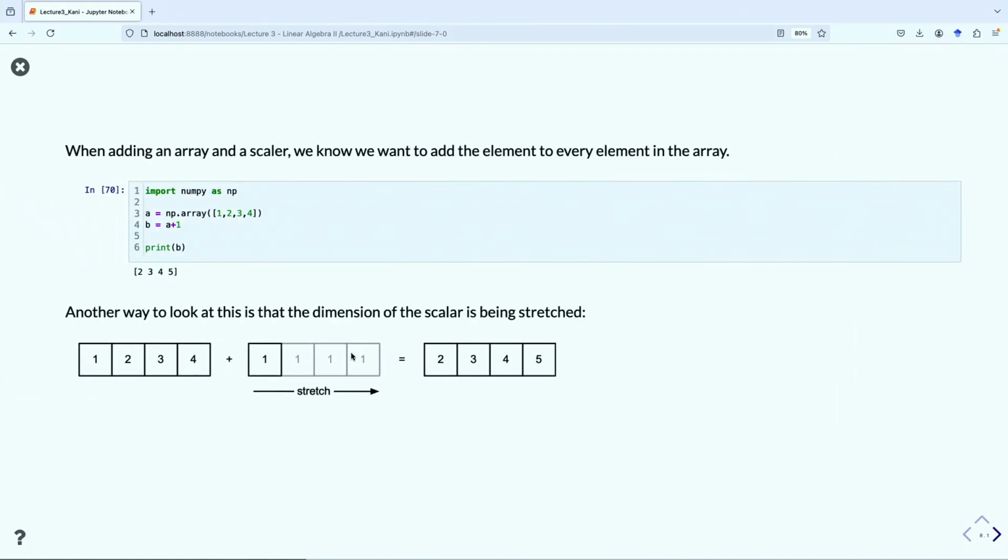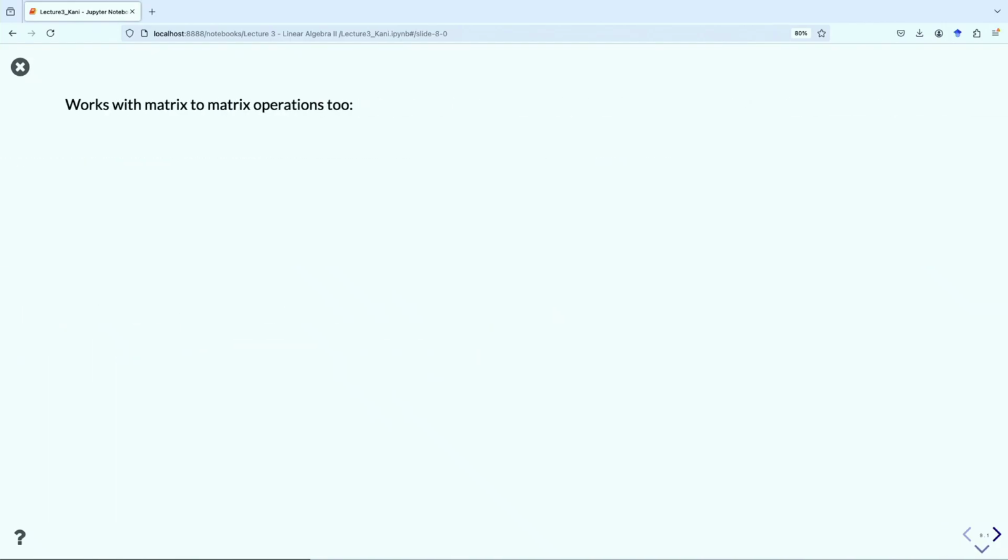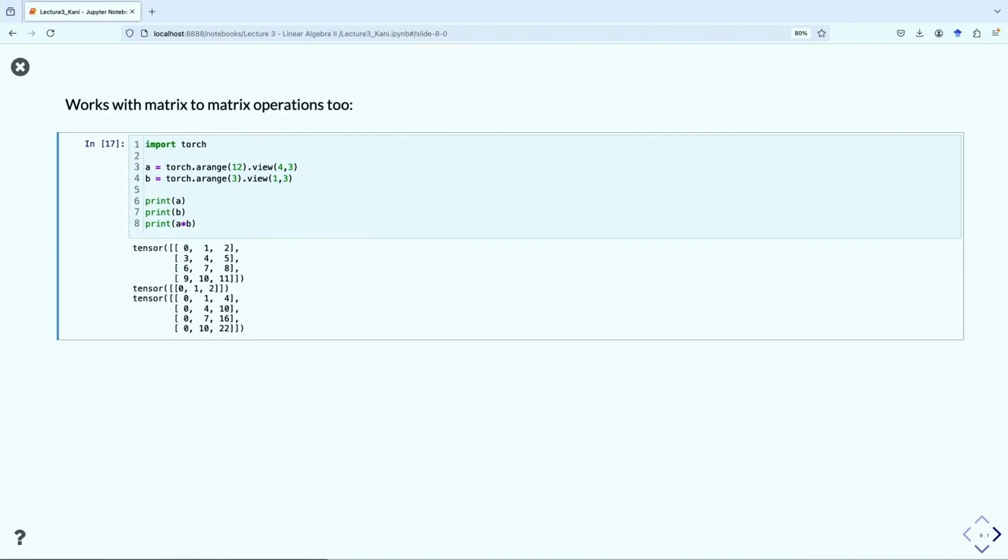Simply the idea that you have two operands that don't necessarily have the same dimensions, but some of their dimensions are the same. In this case, they have the same x dimension, right? In both cases, the dimension along x is just a single value. So what could you do in this case? Well, you could stretch the other dimension and make the two match, and then you'd be able to add like normal. Okay? It works with matrix and matrix operations too.